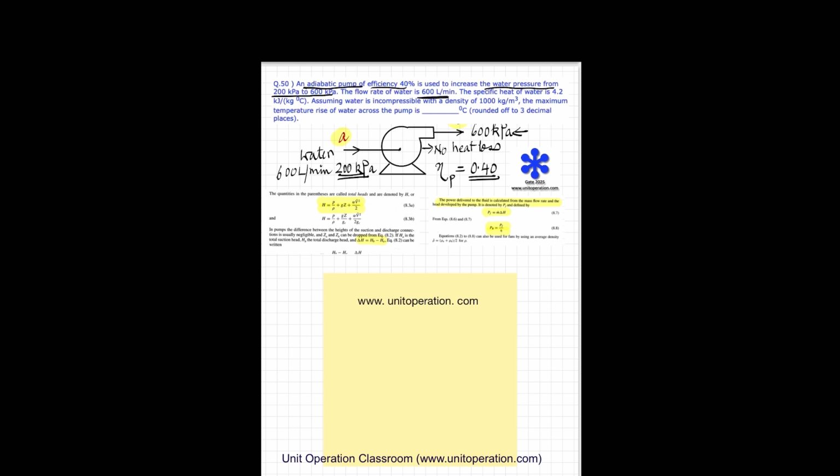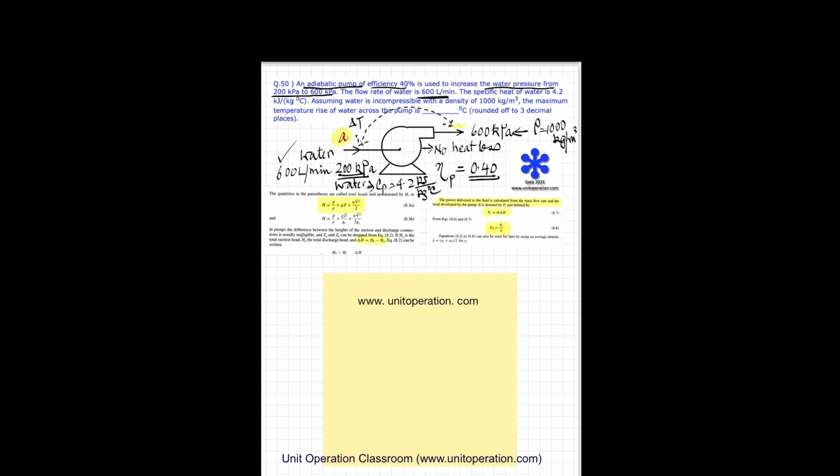The specific heat of water is 4.2. We know that for water, Cp is always 4.2 kilojoule per kilogram degree Celsius. And of course, density is equal to 1000 kilogram per meter cube. We have to find what will be the maximum temperature rise between the two. So between here and here, what will be the maximum temperature? That is delta T.